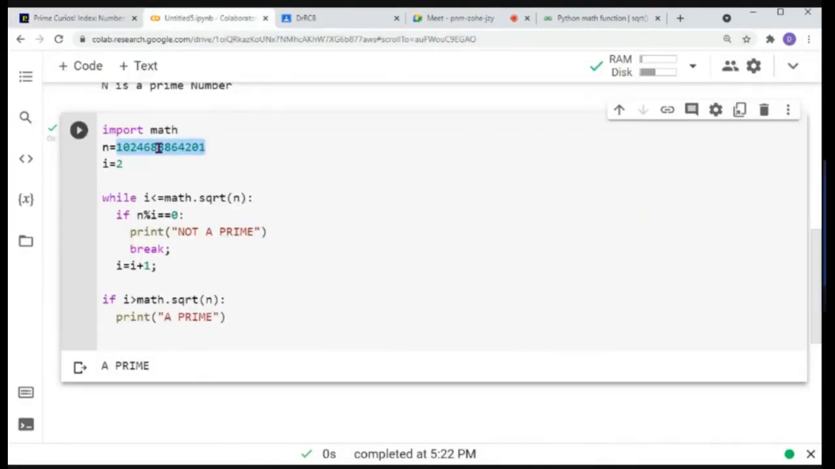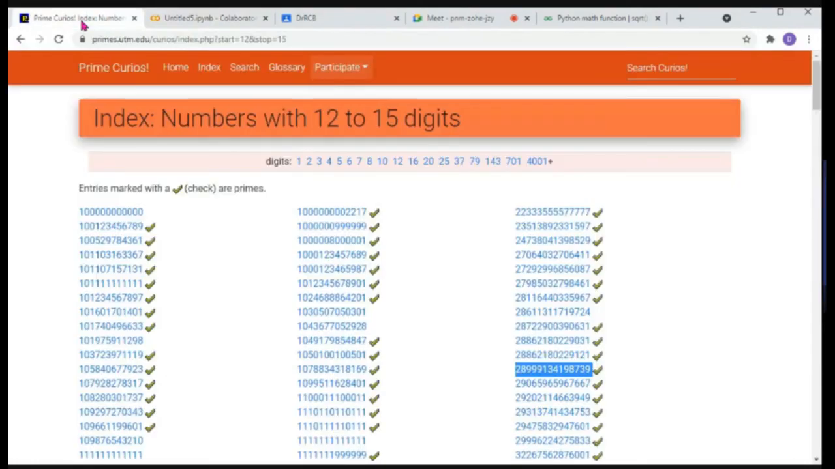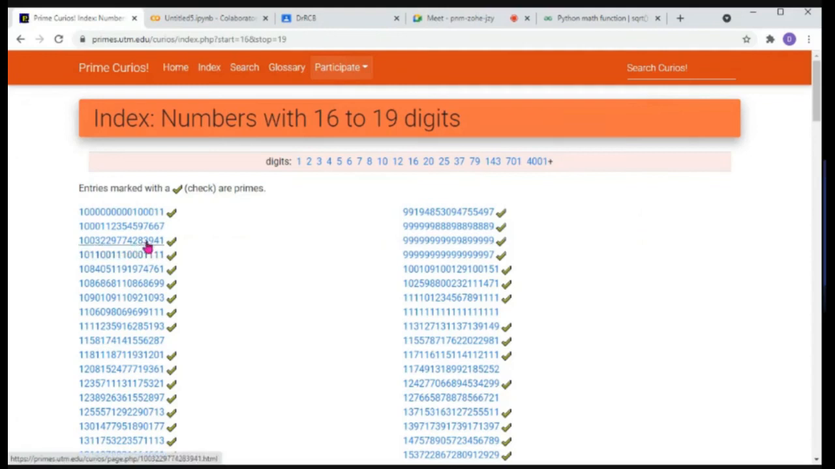This is a 14 digit number, and see, the magnitude is increased by 10 times. So it's still fast. 14 digits is still fast, right? So I can go up to 16 digits. It should not take that much time.